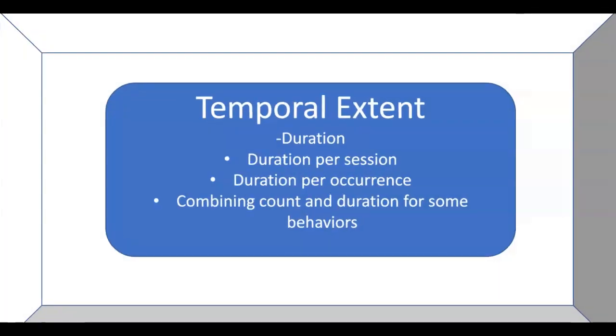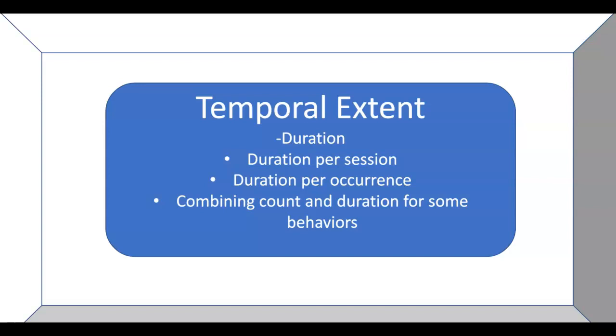Temporal extent is a dimension that's measured by duration. So you can measure duration per session, duration per occurrence. So duration per session is how long does the behavior happen within a certain session. Per occurrence is how long does it last when it happens. And you can combine count and duration for some behaviors. So again, you could say it happened 5 times within an hour. And also you could say it happened 5 times, and every time it happened, it lasted for 10 minutes. That's the way you combine count and duration.